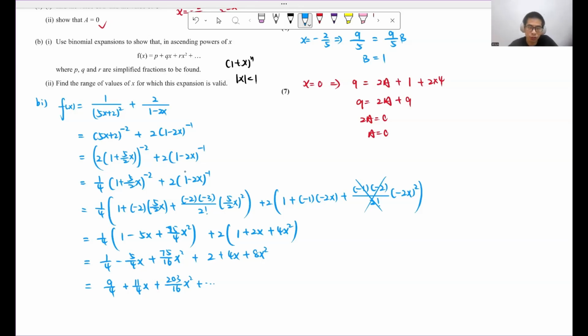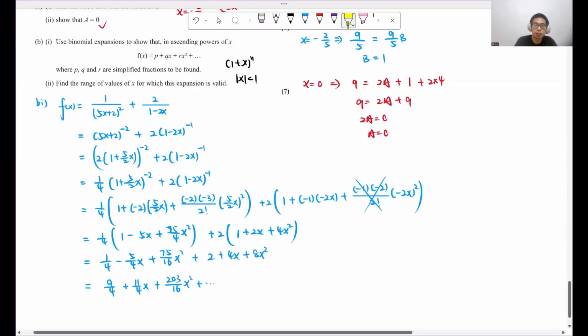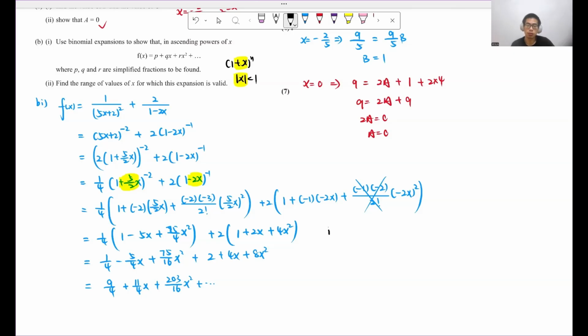And then for the range of values of x for which the expansion is valid, because this modulus x less than 1 is the x in the formula (1 + x)^n, we need to look at the form we simplified, which is this one, 1 + 5/2 x, and then 1 - 2x. So it's 5/2 x and negative 2x that we need. To find the range of values, we just let modulus of 5/2 x be less than 1, and also modulus of negative 2x less than 1.